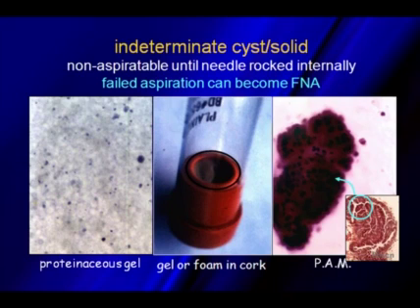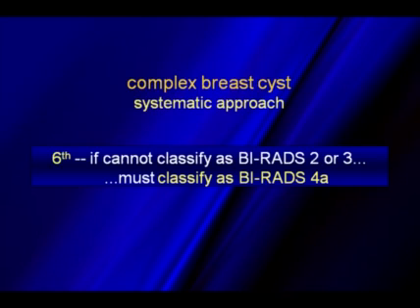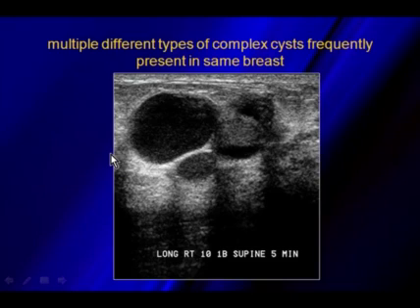So sometimes we get the papillary apocrine metaplasia, sometimes we get the proteinaceous gel within these. So part of our systematic approach, the sixth thing that we're going to do, if we cannot classify it as a BI-RADS 2 or 3, then we do have to classify it at least as a BI-RADS 4A.